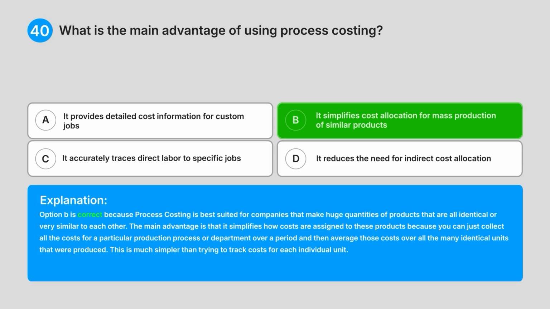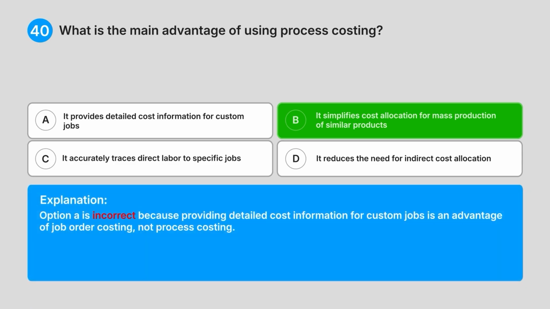The main advantage is that it simplifies how costs are assigned to these products, because you can just collect all the costs for a particular production process or department over a period, and then average those costs over all the many identical units that were produced. This is much simpler than trying to track costs for each individual unit.